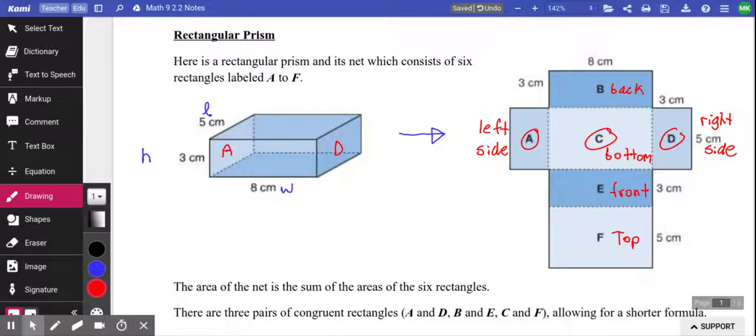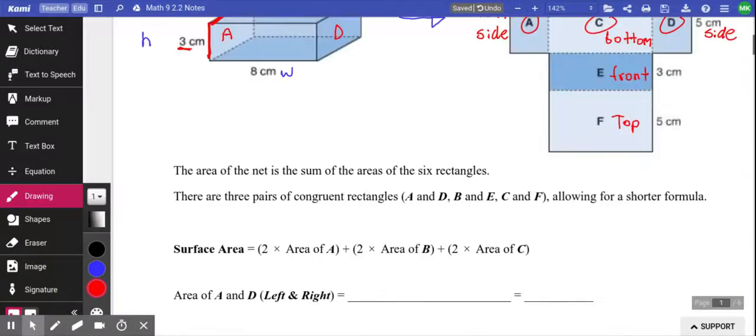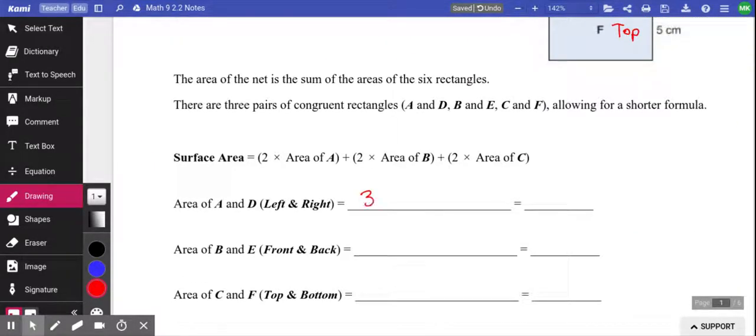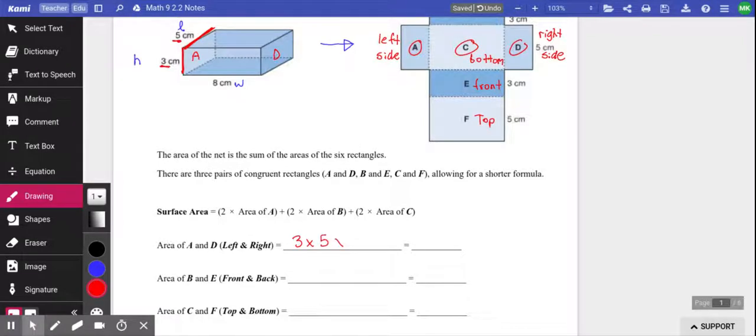A and D. If you want to calculate the area of A and D, you're going to do length, which is 3, times width, which would be 5. And that would give you the area of just A. That would be the left side. The right side is going to be identical. So I would do length, which was 3, times width, which is 5. And then I would times 2 because there's 2 sides.